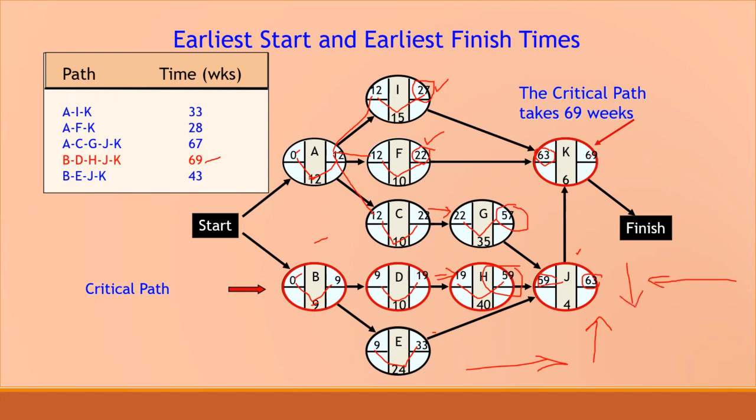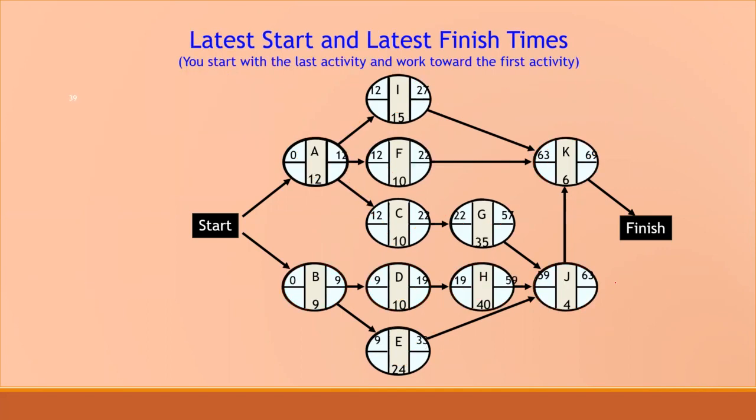That means the latest finish time will be 69. So 69 minus 6, here it will be 63. So while going backward, we will take the lowest one. See the latest finish time, the same way it will be calculated backward, and we will take the lowest value.